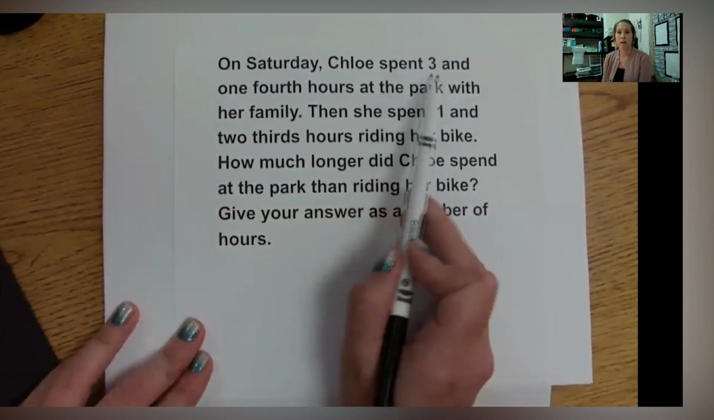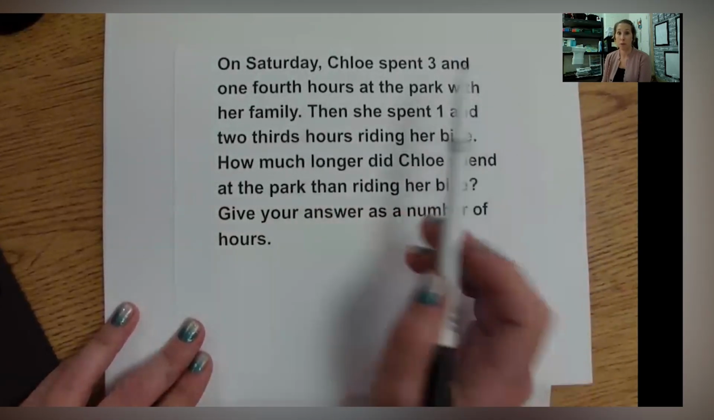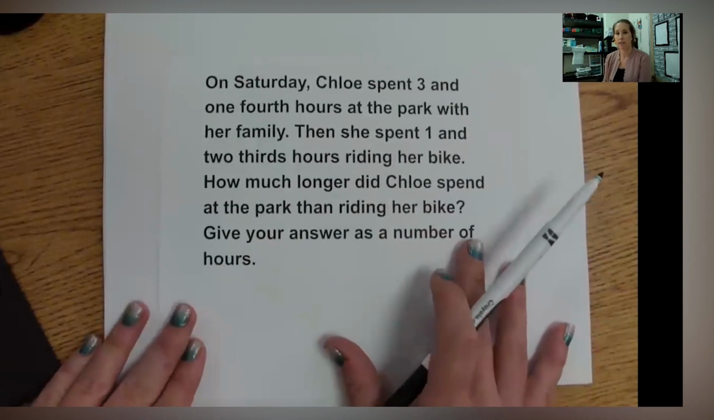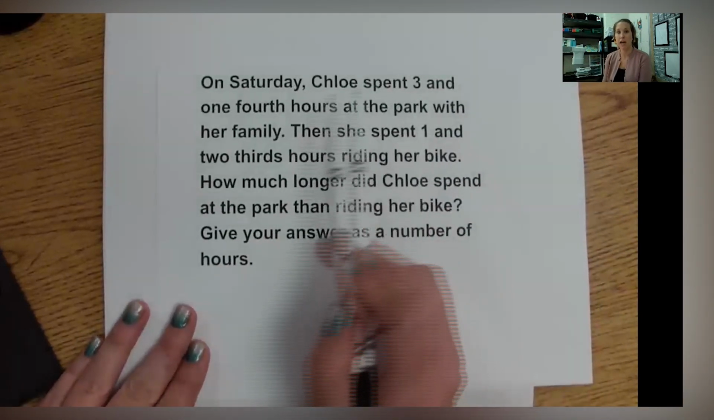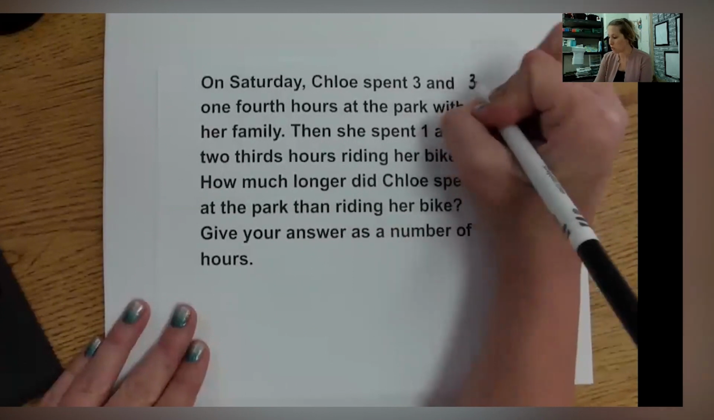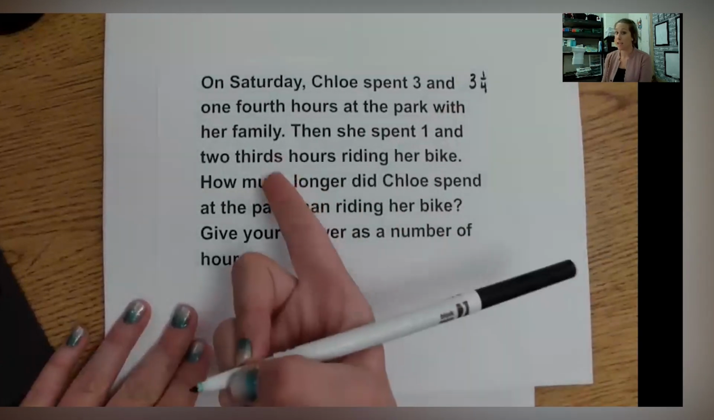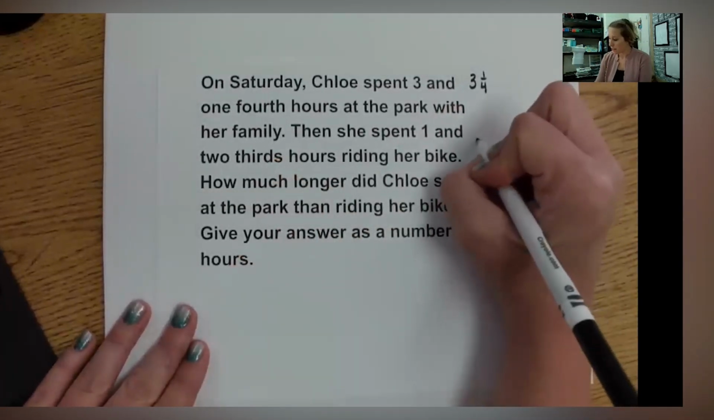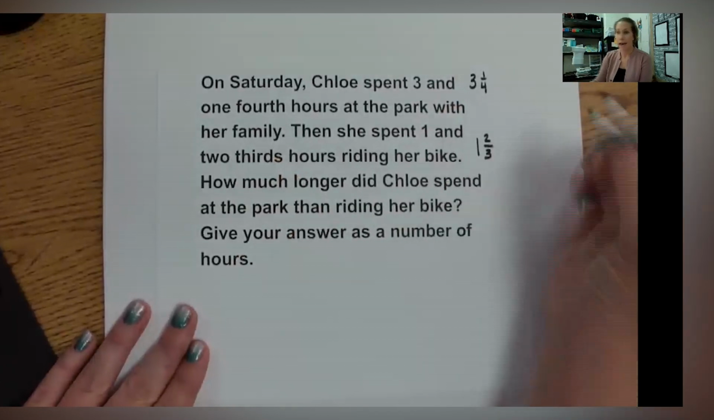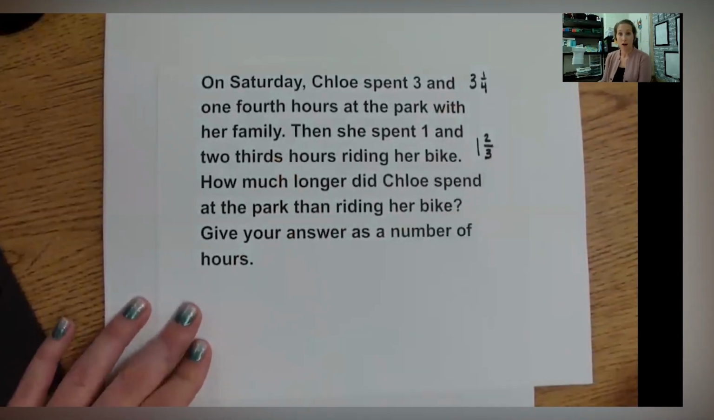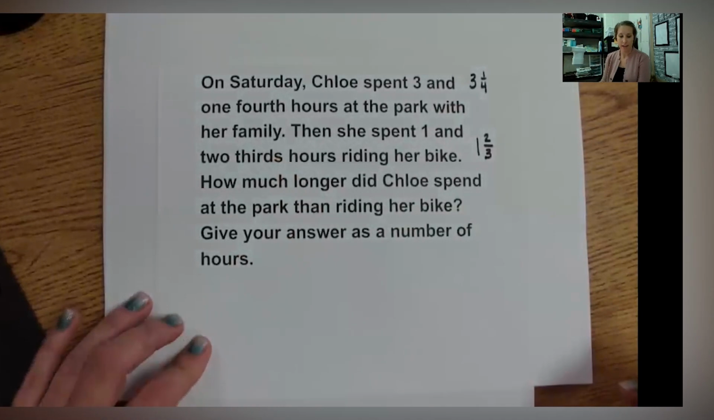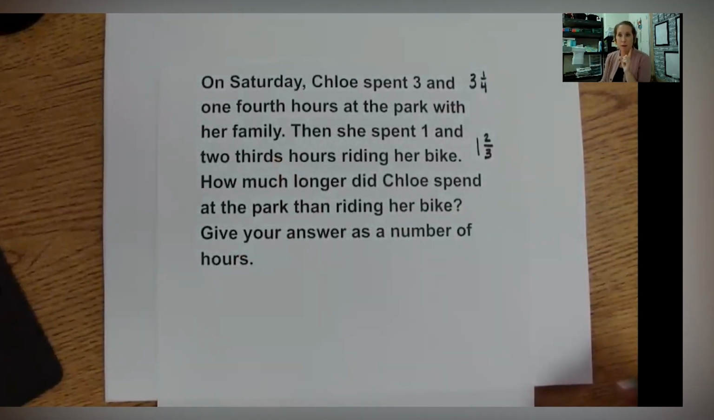So you'll notice that these are written in word form, well, partially. So let's go ahead and write those numbers down in fraction form. 3 1/4. So Chloe spent 3 1/4 hours at the park. Then she spent 1 2/3 hours riding her bike. How much longer did Chloe spend at the park than riding her bike? Now, I want you to go through and think about, what is this problem telling us?